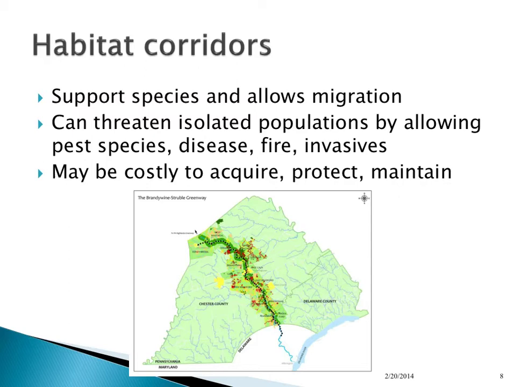They can threaten isolated populations by allowing pest species, disease, fire, and invasives in, which isn't a great thing. And it could be costly to acquire, protect, and maintain. But overall, as you can see in this picture at the bottom, this is a protected corridor, which happens to be along a river system. This is out east, and this is all protected land. This cannot be disturbed at all, which is great because we know a lot of species probably migrate through there, breed in there, and raise their young in there, so we're protecting those corridors.